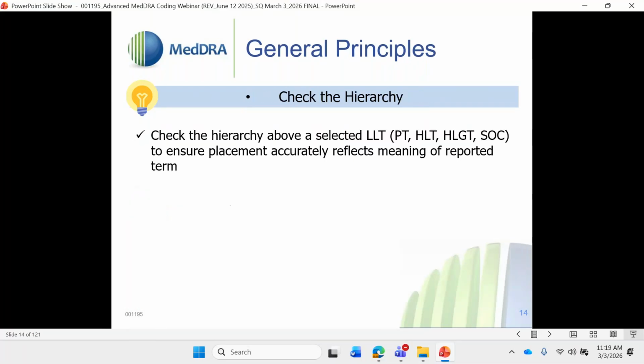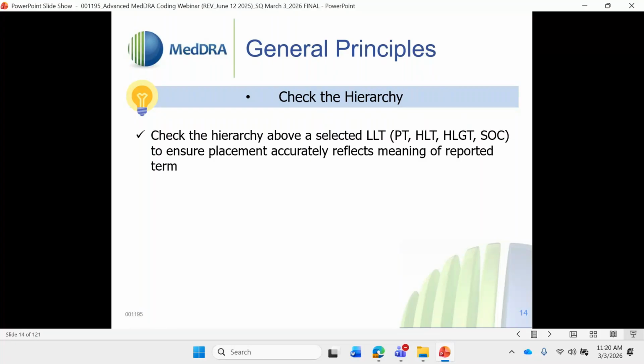Now, another thing we want to mention and keep in mind as we perform coding: some of the good coding wisdom is to always check, especially if you are a relatively newer coder, the hierarchy of a particular LLT you choose. For example, look under which PT that LLT is linked, which HLT, which HLGT, as well as SOC. That way it'll confirm that the LLT term you're choosing is in fact what you want it to represent.